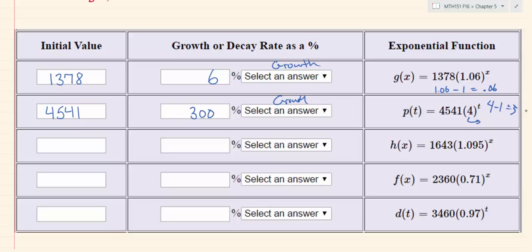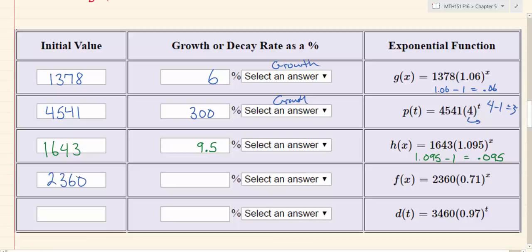All right, let's do one more. Here is your original amount, 1643. We're going to take this 1.095 and subtract 1, leaving us with 0.095. That's the decimal. Then we go to a percentage by moving it 2 spots: 9.5% growth. Initial amount, easy, 2360.